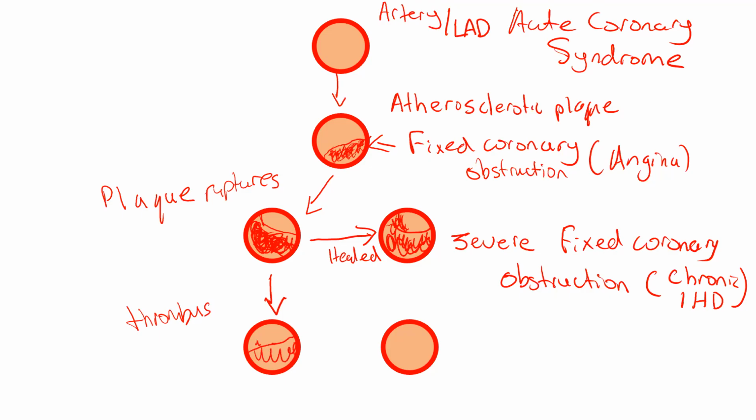So when that, no, let me keep drawing this. When that plaque ruptures, a big thrombus forms around here. And you get two things. You get your unstable angina and you get your STEMI.